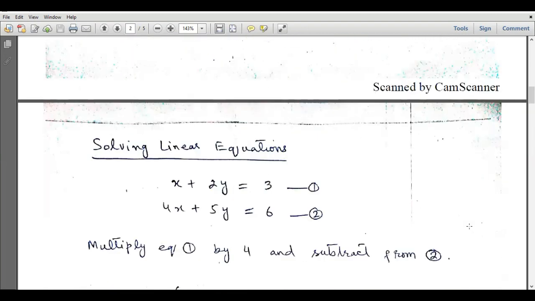The first topic of this course is solving linear equations, and before starting this topic in terms of linear algebra and its rules and its theorems, I will be solving these equations by conventional methods which we already have studied in our previous classes. So, for example, we are given two linear equations or simultaneous equations. The first equation is x plus 2y is equal to 3. Second equation is 4x plus 5y is equal to 6. So these are called simultaneous equations, and it is a set of linear equations.